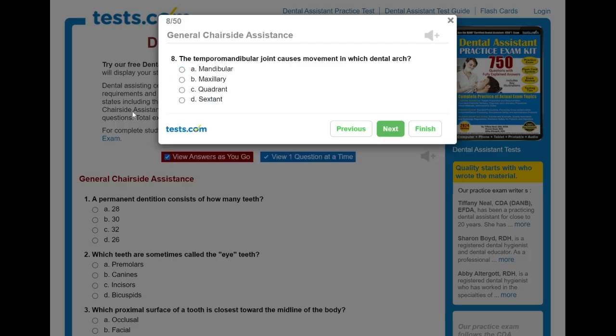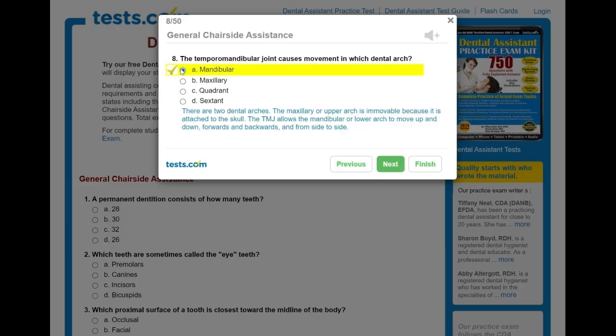Question 8. The temporomandibular joint causes movement in which dental arch? A. Mandibular, B. Maxillary, C. Quadrant, D. Sextant. A. Mandibular. There are 2 dental arches. The maxillary or upper arch is immovable because it is attached to the skull. The TMJ allows the mandibular or lower arch to move up and down, forwards and backwards, and from side to side.